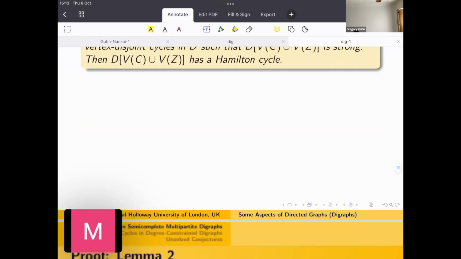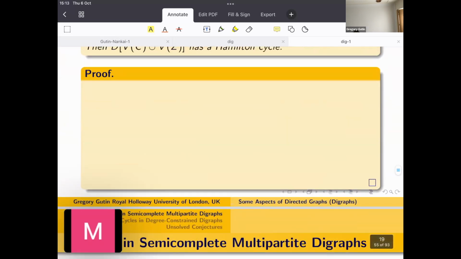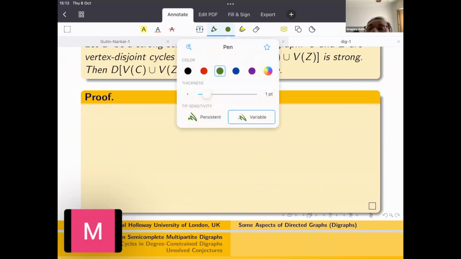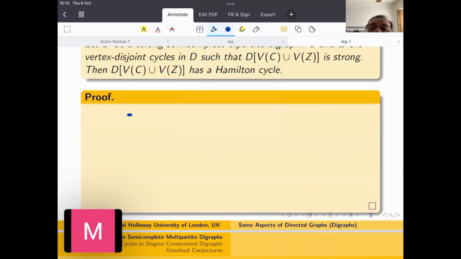The proof is a bit more complicated, and I will simplify it a little by assuming that the lengths of both cycles, C and Z, are the same. It's not necessarily the case in general, but suppose it is here. It's not hard to generalize it to the general case if you think a little about it. So suppose we have, I don't know, six vertices here in one cycle, six here in the other cycle, and then go like that, and here we go like that.